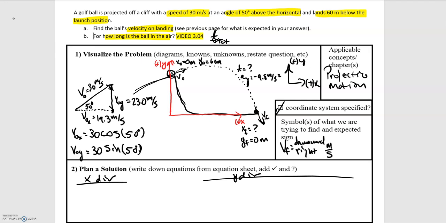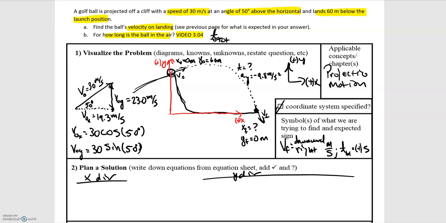And then we're asked to find how long the ball is in the air. So we're going to want something like T total is equal to, it's going to be positive, and it's going to be in units of seconds.